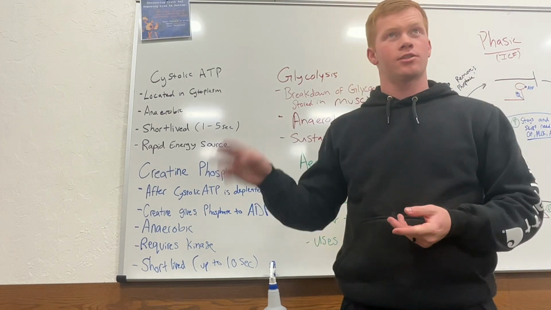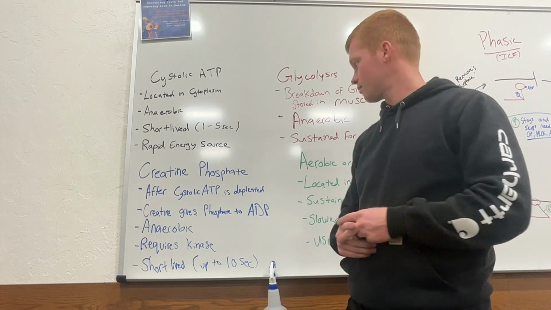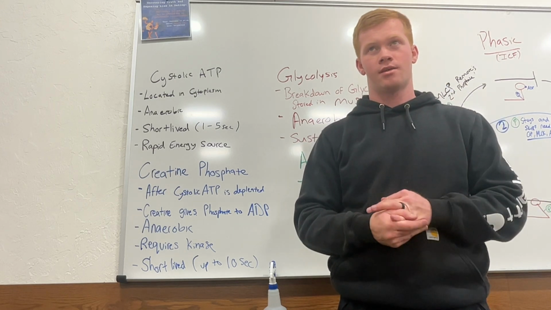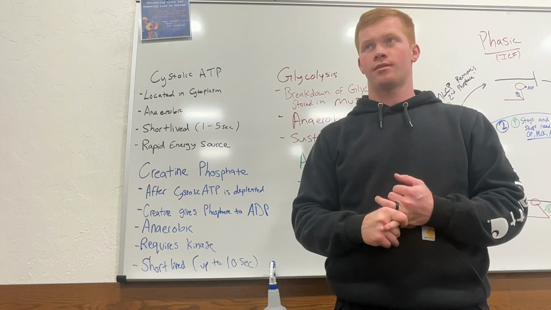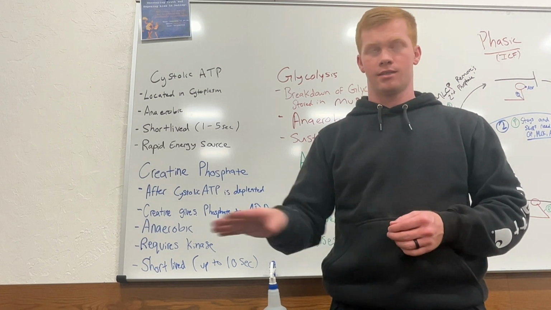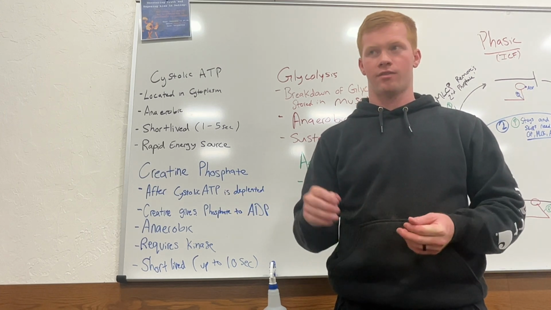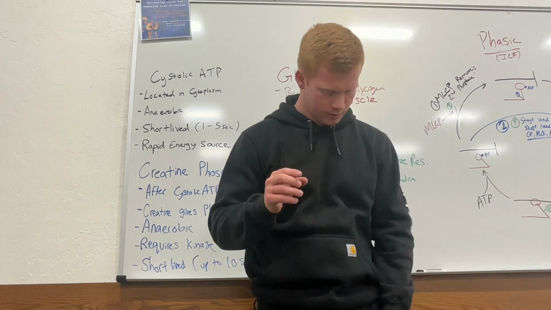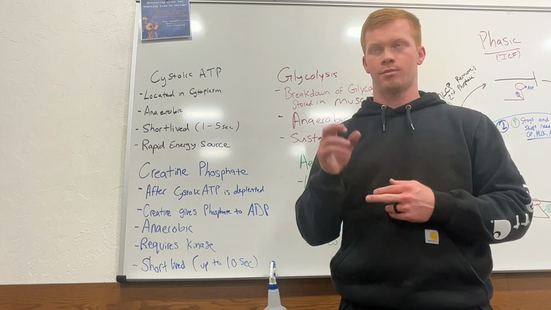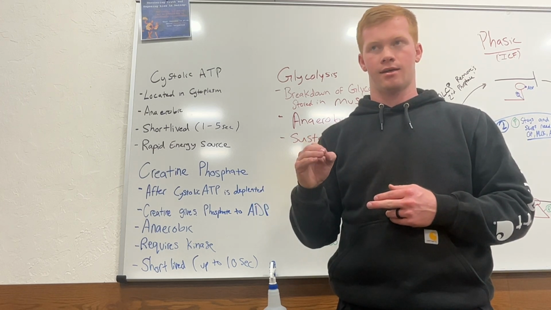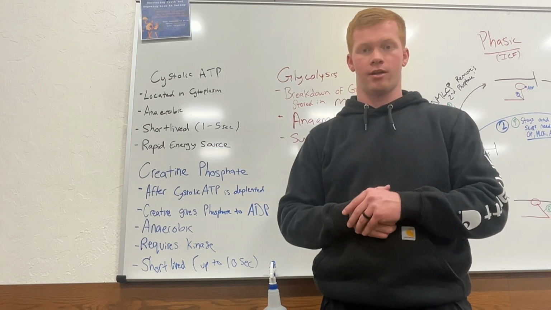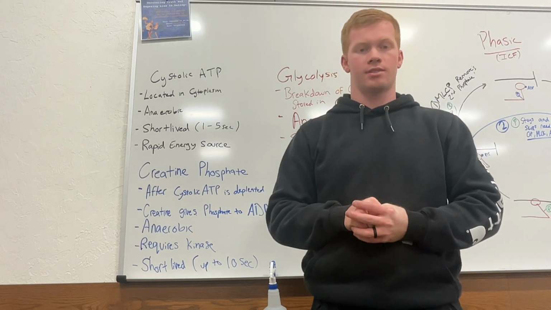The next one is creatine phosphate. Now it's also anaerobic. It doesn't require oxygen. So this one, once the cytosolic ATP is depleted, it calls upon the creatine phosphate, and there's a kinase that comes in, clips the phosphate off the creatine phosphate, and gives it to the ADP to regenerate some energy, some ATP. And this one lasts up to 10 seconds.